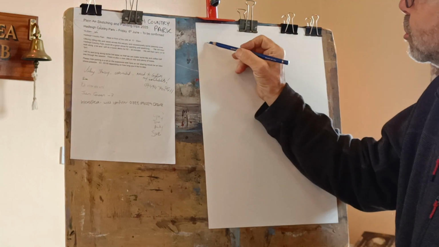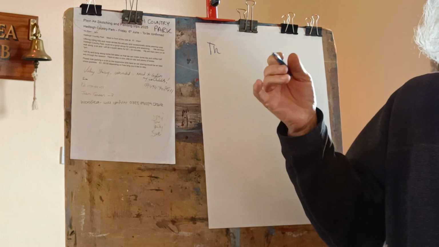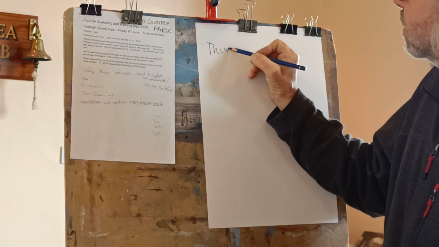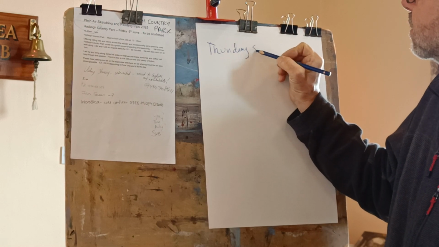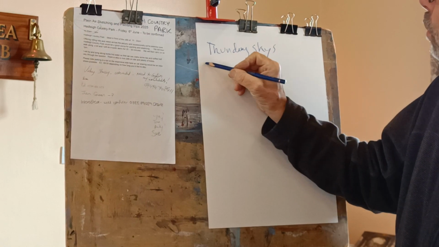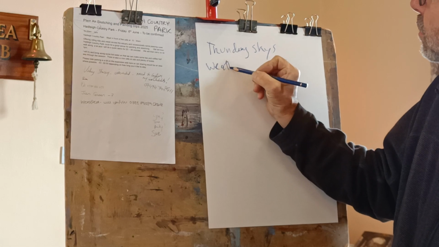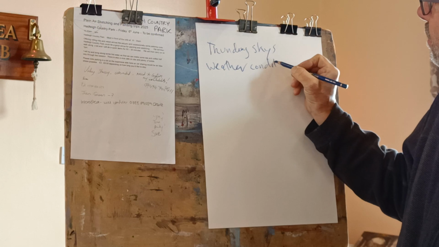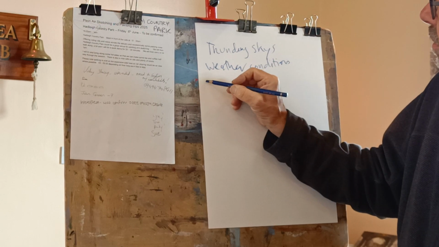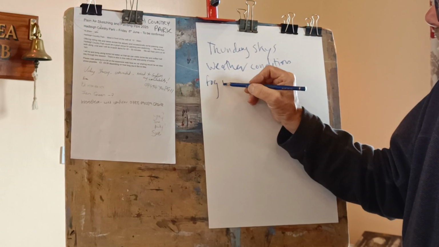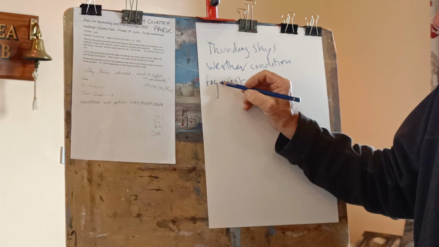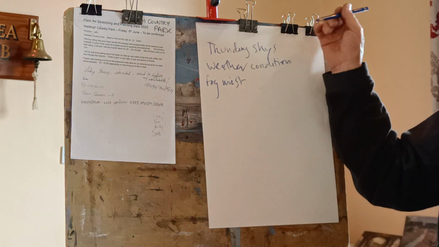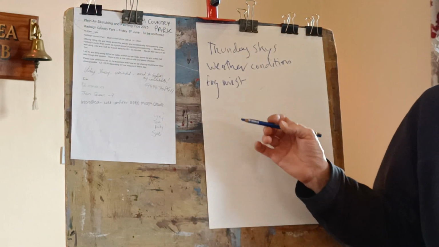Sometimes it helps to come up with a list of things, if you're looking for resources. So weather conditions would be good. Mist. Fog would be easy to paint. Fog and mist. Might be fog today. English landscape, isn't it? Rain. Yeah.